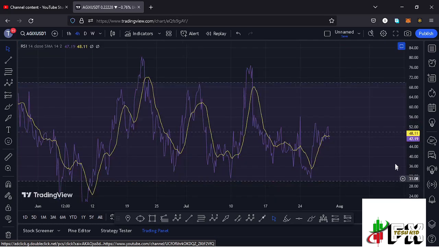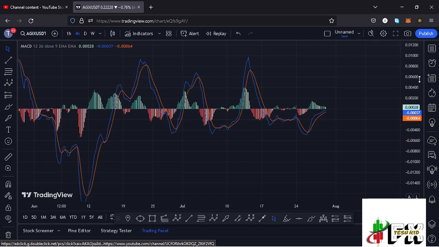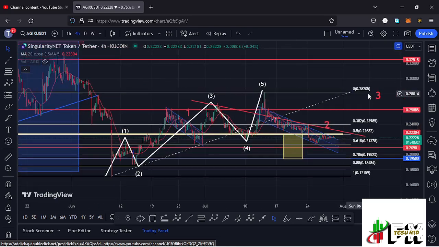On the indicators, we are trading at around the 48 mark. On the MACD, we have been able to print a bullish cross, fully supporting higher prices. So let's be patient and see how that plays out, and I will be keeping you up to date.